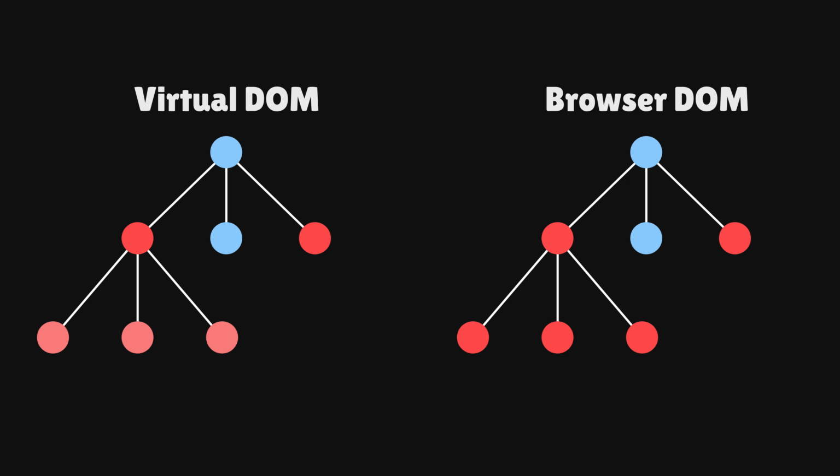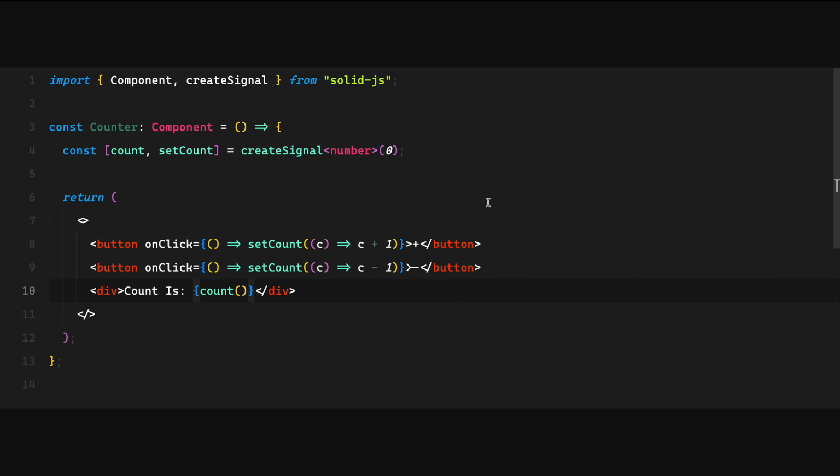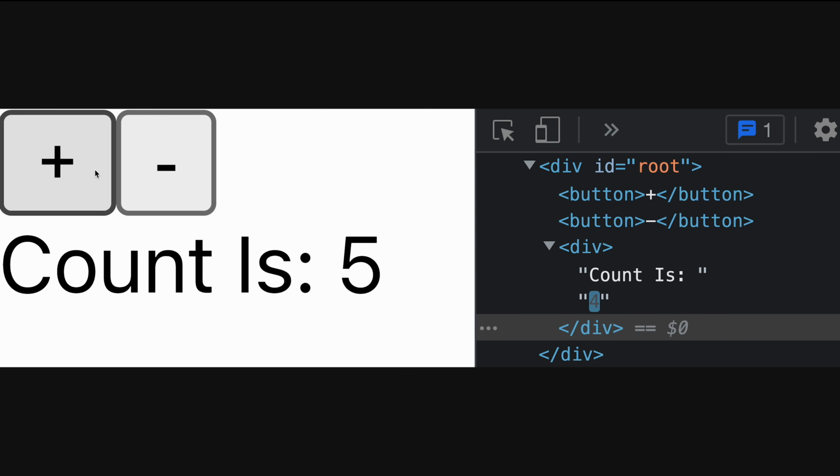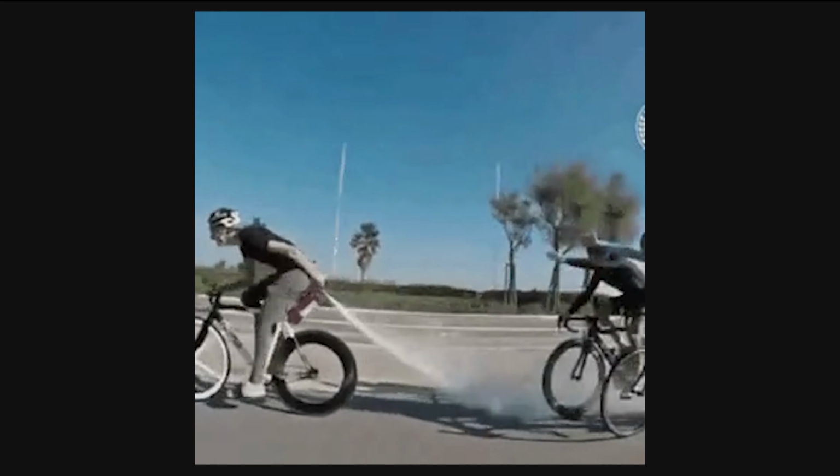This is called reconciliation. Solid, on the other hand, compiles templates down to real DOM nodes and executes fine-grained changes on those nodes directly. This gives Solid a solid boost in performance.